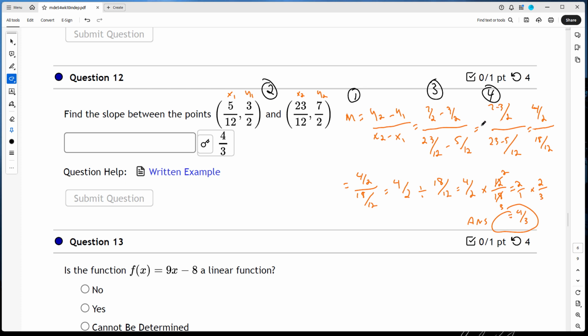Alright. Notice here, in the numerator, they have the same denominator, so I have 7 over 3 halves. These have the same denominator, so 23 minus 5 halves. Okay, so that simplifies there to 4 over 2, and 18 over 12. And then I rewrote that as a division, 4 over 2 divided by 18 over 12. Flip the second fraction, and you cancel, and then you multiply. You end up with a positive 4/3 here for your final answer.